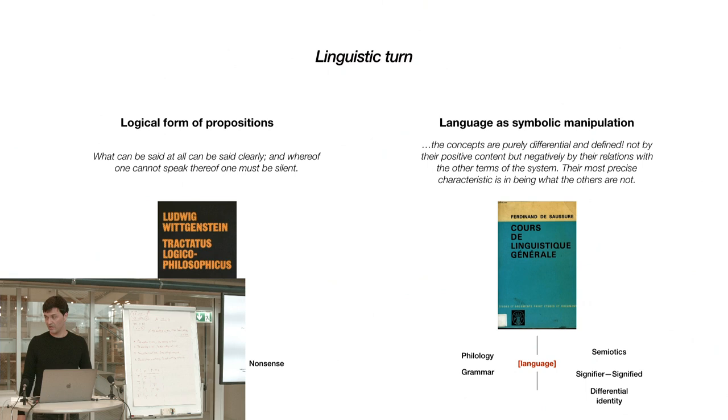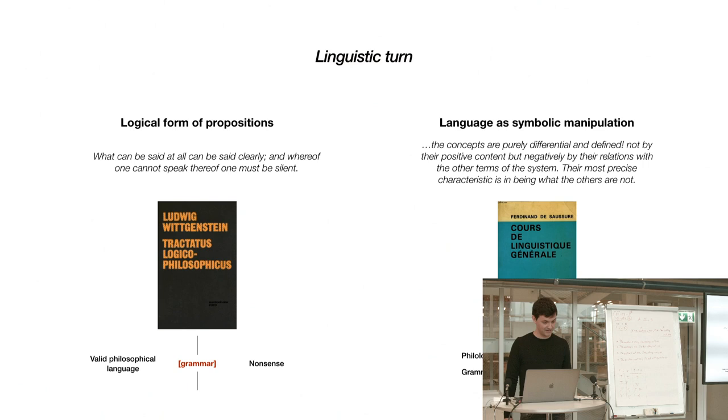how impressively sharp he is there. He says, what can be said at all can be said clearly. And whereof one cannot speak, thereof one must be silent. So there is clearly a separation of what can be said and what cannot be said in philosophy. He draws a line. And this book is very impressive. I suggest that you look at it. You don't have to read it. You just look at it and see how crazy it is. This Tractatus Logico-Philosophicus.